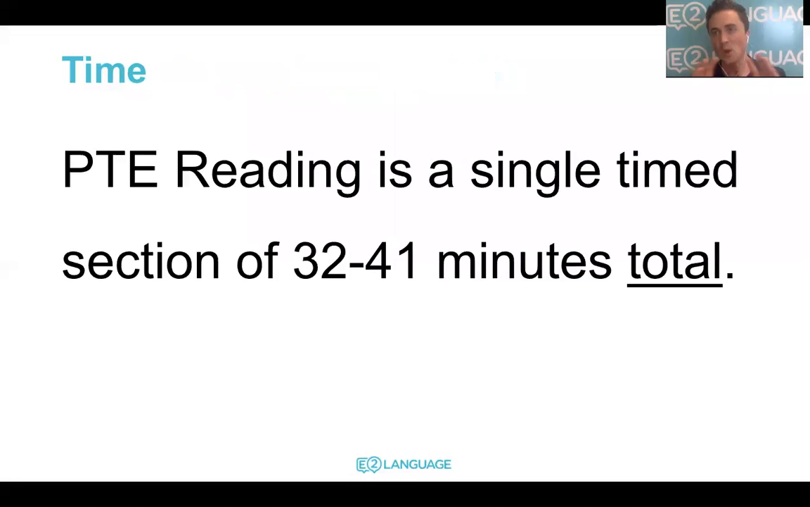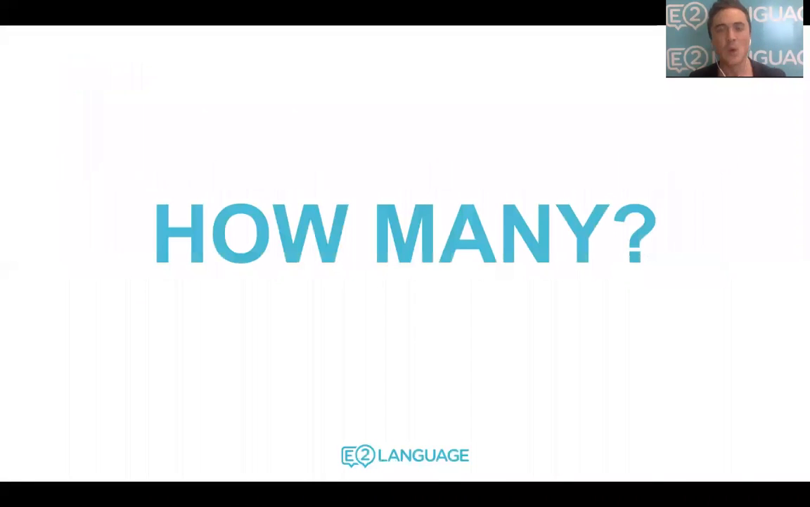How much time do you get? Well, they are not individually timed. The PTE reading section is a single timed section of 32 to 41 minutes. Within that time, you have many different reading tasks. So how much time should you allocate to the multiple choice single and multiple answers? Well, you should do it as quickly as possible, as long as it's accurate, okay? If you divide the number of tasks by the time, probably about 2 minutes on each task, but don't quote me on that.